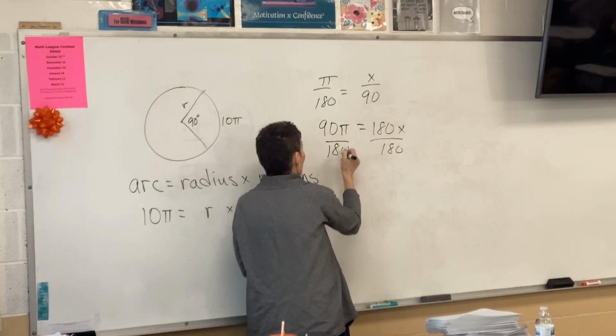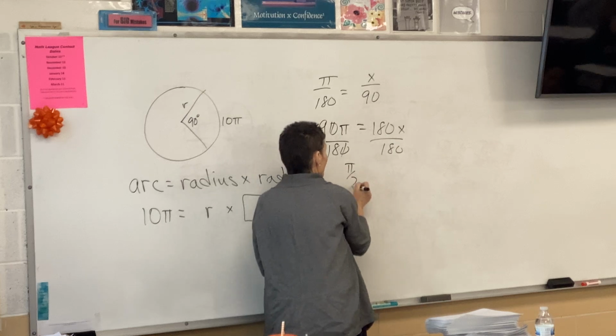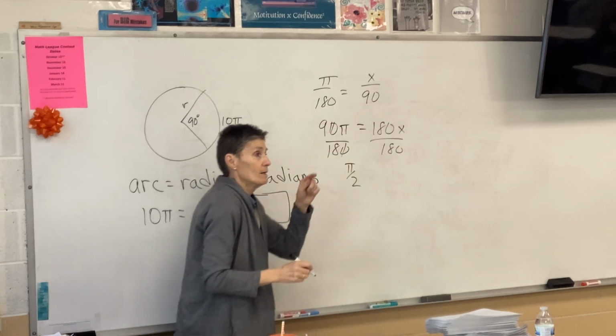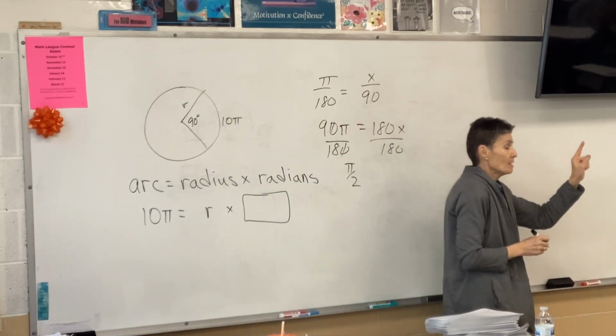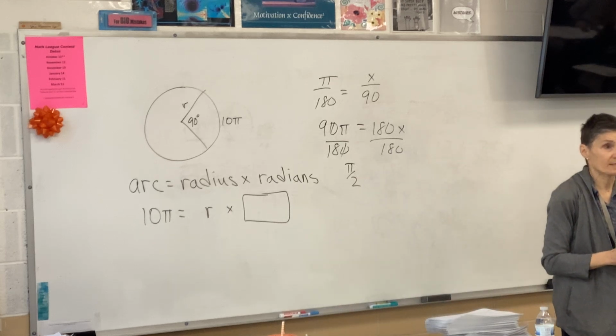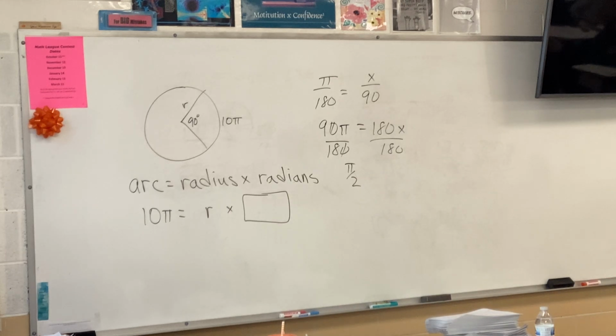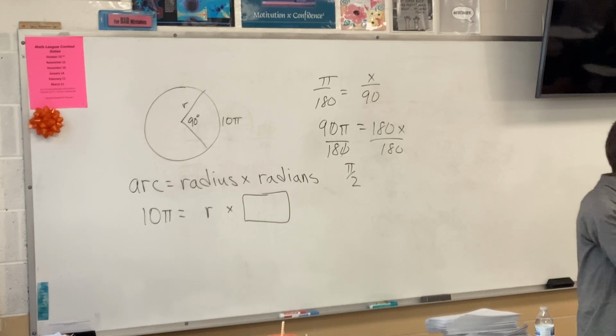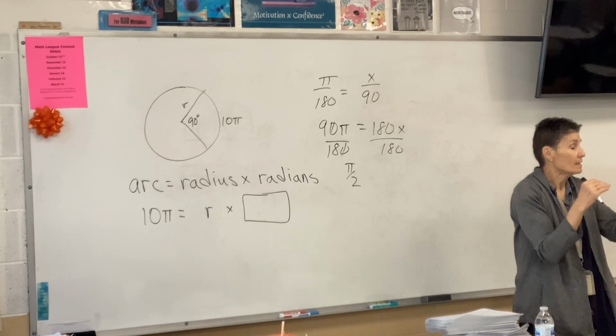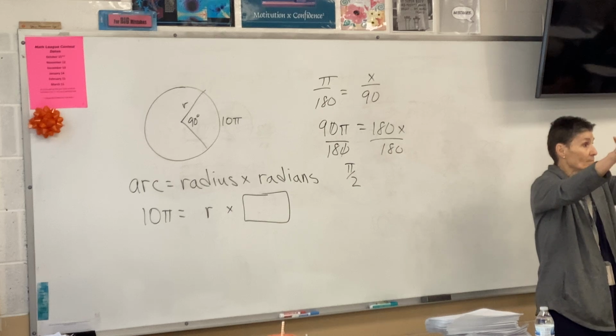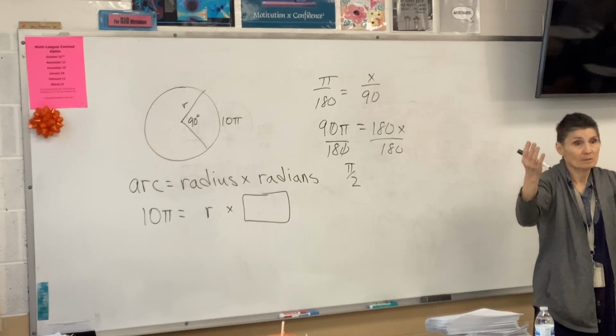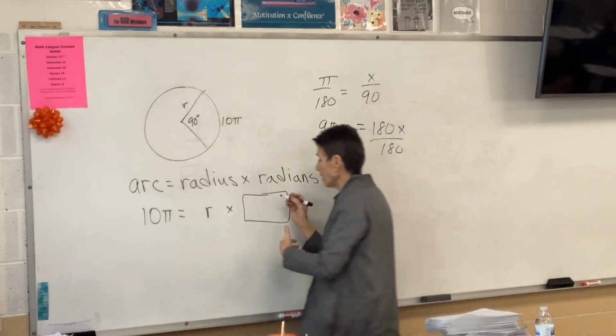Did you come up with pi over 2? Yeah. Now, next time, maybe you won't need to go through all those steps, because I want you to think about this for a second. If 180 is a whole pi, then doesn't it make sense that 90 would be half a pi? So if you can logic that out, it's perfectly okay. 180 is a whole pi. 90 is half of that. So obviously it's pi over 2. So we put pi over 2 right here.